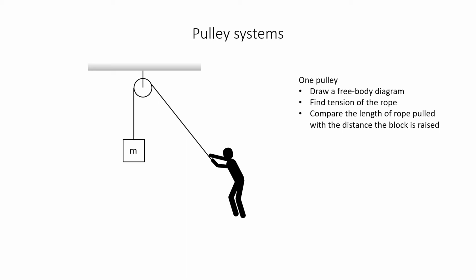Okay, for our system with one pulley, we'll start by drawing a free body diagram. Then we'll use that to find the tension in the rope. And then we'll compare the length of the rope that was pulled with the distance that the block was raised.